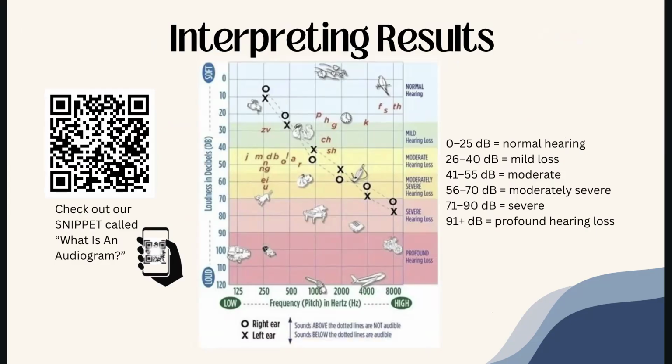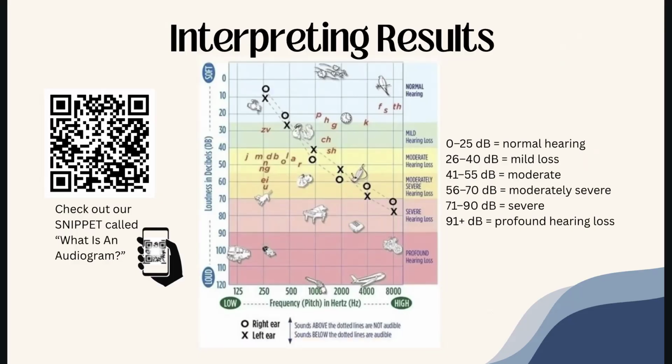Interpreting the results. So this is an audiogram, and an audiogram is a chart that shows how well a person hears different sounds. Think of it like a hearing map. So the graph here from top to bottom will show volume or the loudness in decibels. The top has soft sounds and the bottom has louder sounds. From left to right is the pitch or the frequency of the sound, which is measured in hertz. The left has low-pitched sounds like a drum, and the right has high-pitched sounds like a bird.